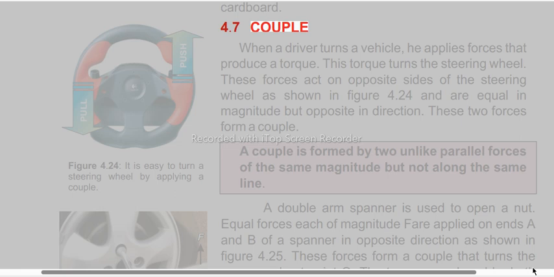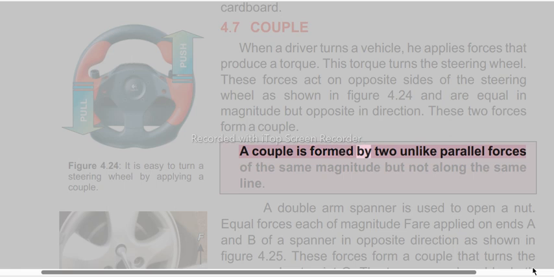4.7 Couple. When a driver turns a vehicle, he applies forces that produce a torque. This torque turns the steering wheel. These forces act on opposite sides of the steering wheel as shown in Figure 4.24 and are equal in magnitude but opposite in direction. These two forces form a couple.